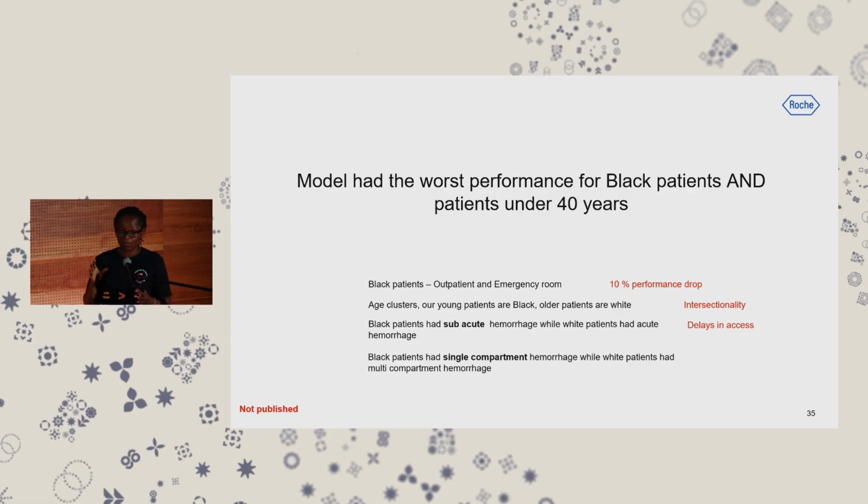And then when we look at our Black patients, they had more single compartments. Well, if someone has cut your brain, then you have blood in more than one compartment. And so this was the other artifact. It could be something to do with mechanism, that young Black patients tend to have hypertension, which is the cause of the hemorrhage, and so that presents differently.